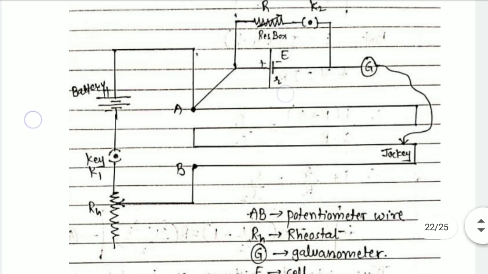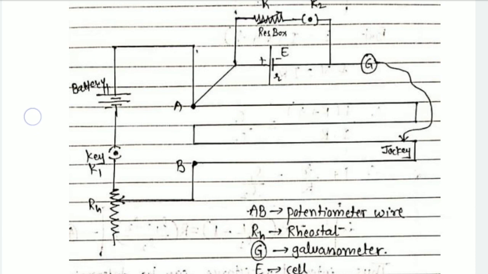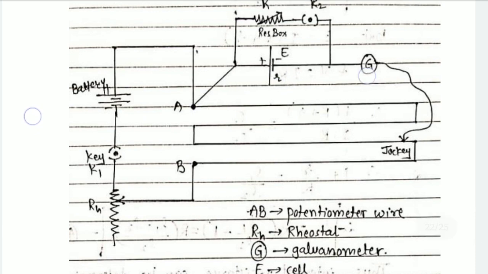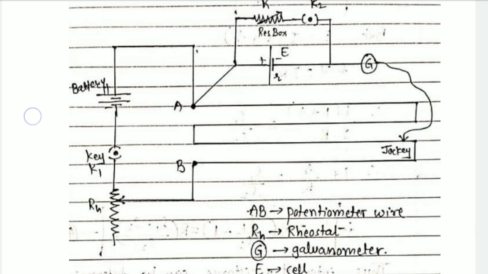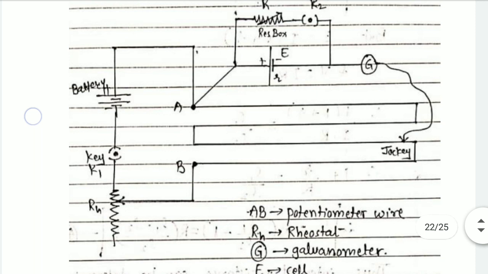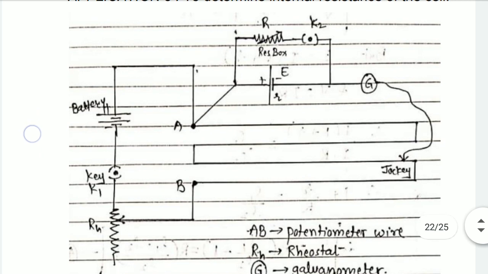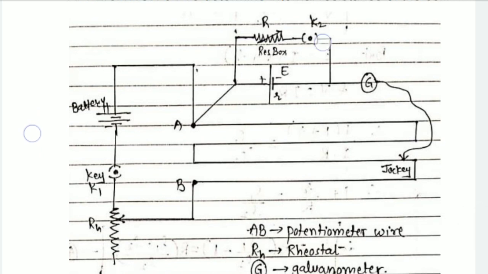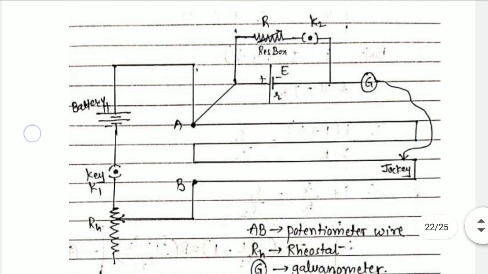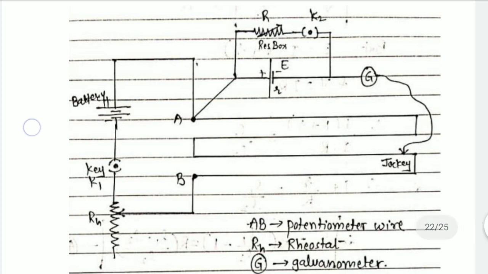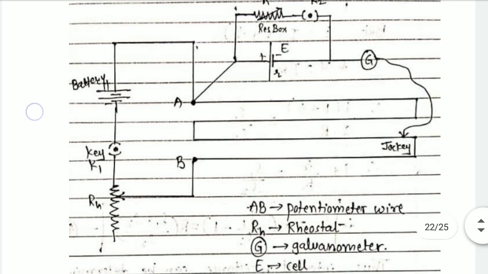The cell whose EMF I have to determine has its positive terminal connected to point A, and its negative connected to a galvanometer. The galvanometer's next terminal is connected to the jockey, and across this cell of EMF E and internal resistance r, which we have to determine, we are connecting a resistance box, and there is a key in the circuit to that. By using this key, if I name it K2, you can either switch it on and then the current will be supplied by this cell in the secondary circuit, or you can keep it off.